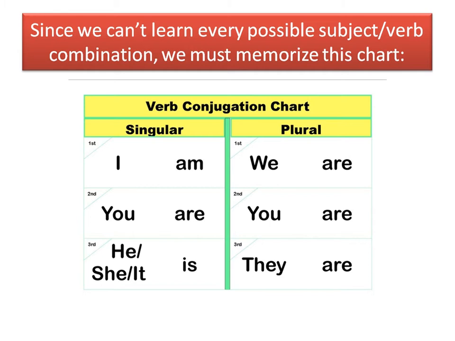And you'll notice in the top left-hand corner of each box it tells you what person it is: first, second, or third. And then on the left side of the chart, all those pronouns are singular, and on the right side of the chart, all of those pronouns are plural. So we need to make sure we memorize this chart.